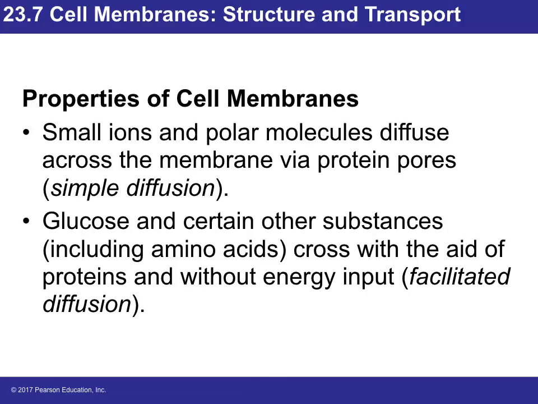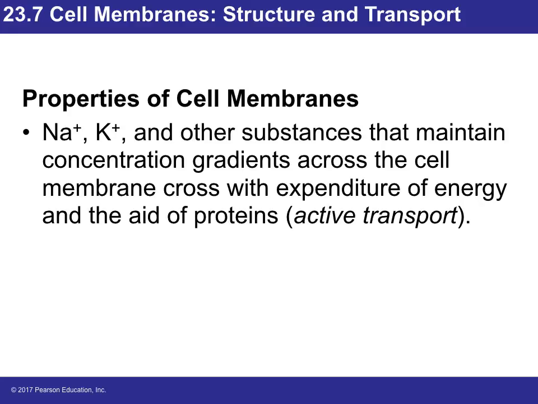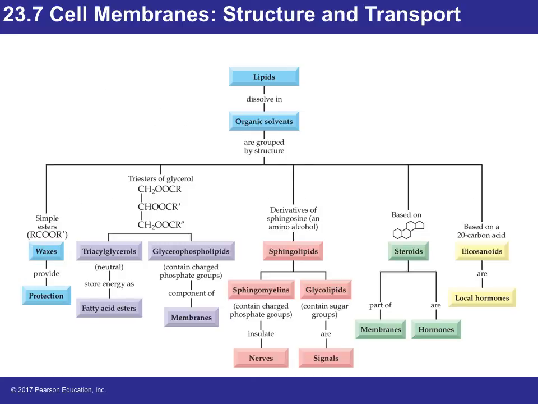A little bit larger substances such as glucose and some amino acids cross with the aid of protein, still without energy, so that's what we call facilitated diffusion. That's still a summary. And then sodium and potassium, other substances that maintain concentration gradient across the cell membrane, will need to go against the gradient of concentration, and they will require energy, so that's what we call the active transport. And that is here just the basic map of that entire chapter.